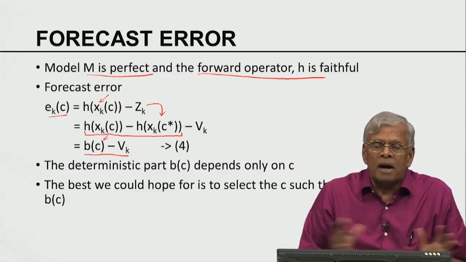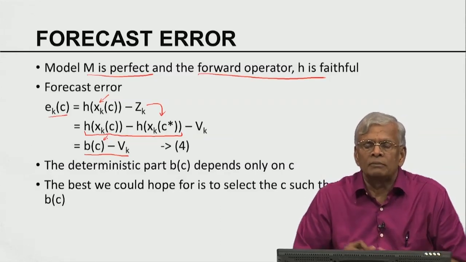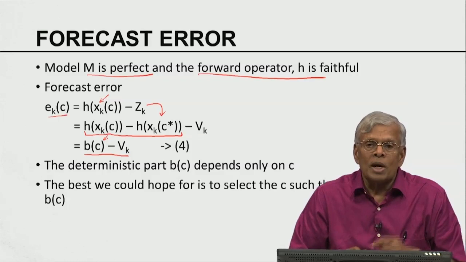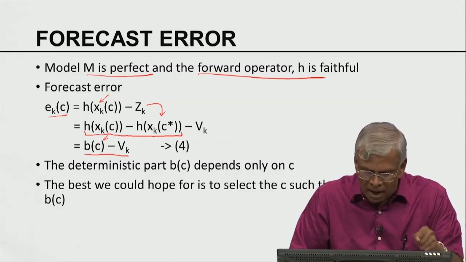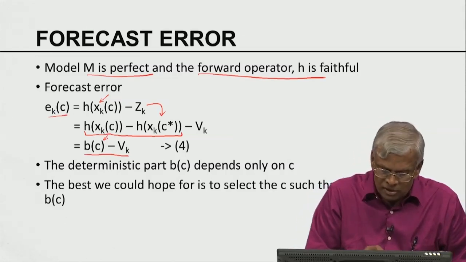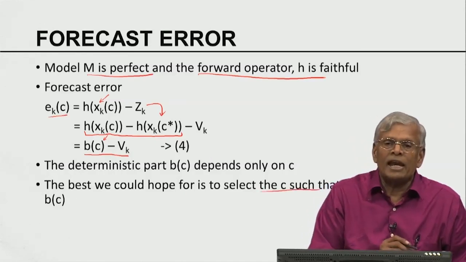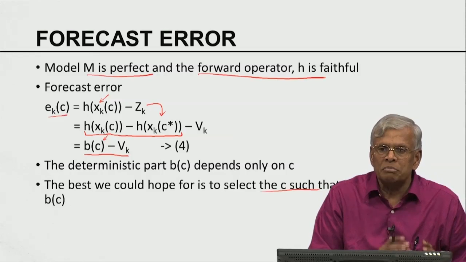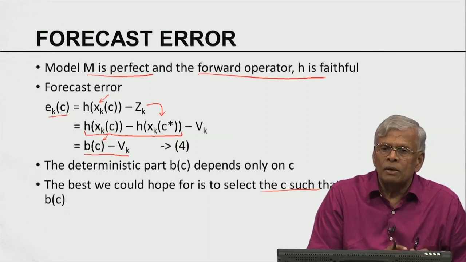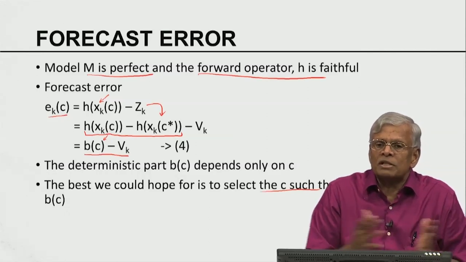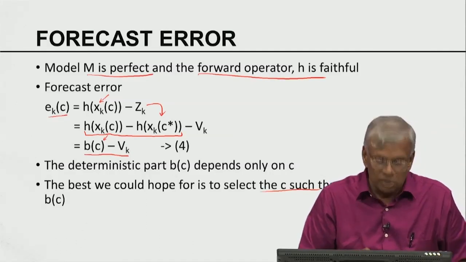Vk is the random part of it. We cannot control the random part. Random part is part of the deal. We have to contend with this. So, the only way we can hope to correct the forecast error is to correct the deterministic part of the forecast error. So, the best way we could hope for is to select a control C such that it annihilates B of C. It reduces B of C to 0. If you can reduce this deterministic part to 0, then whatever is left is simply random errors, which is beyond our control, which is totally uncontrollable.